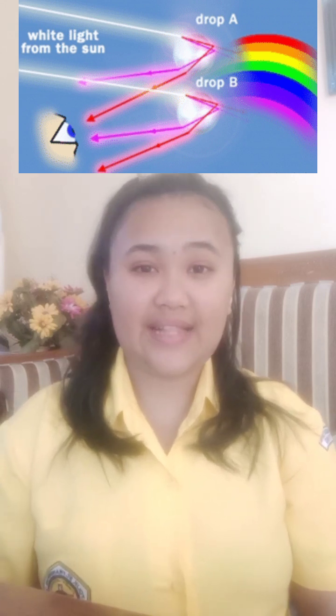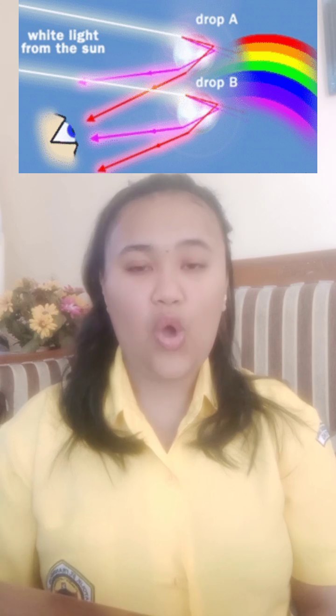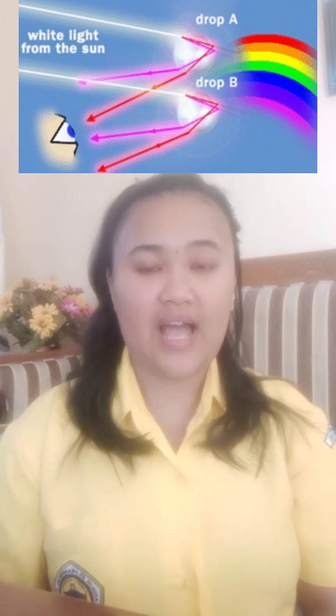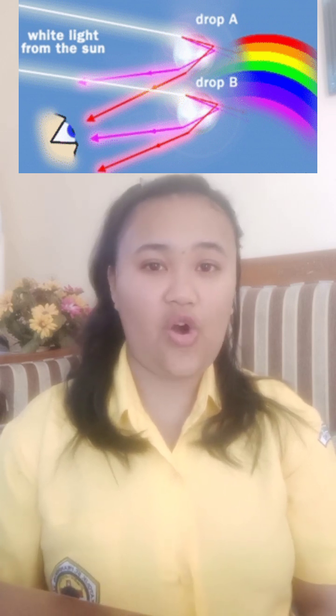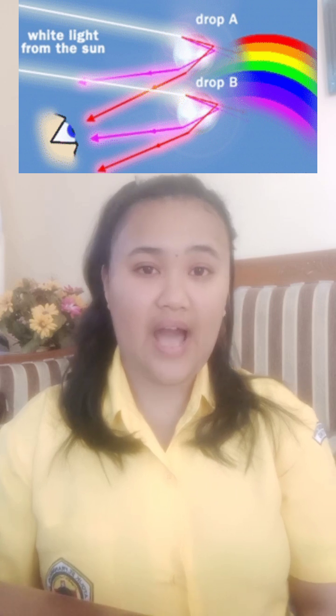Red light has the longest wavelength, which is 650 nanometers. Red light will appear as the outermost color in the arc of the rainbow. Meanwhile, purple has the shortest wavelength, which is 400 nanometers. An example of the difference in the direction of refraction of light is that red light will be refracted from water droplets with a greater angle of curvature than orange light.